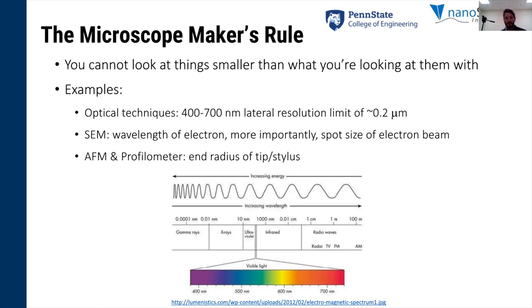So we're no longer limited by that 400 to 700 nanometers. And as a result, we can get higher resolution images with SEM. And then just the final example of the microscope maker's rule would be tools like an AFM or a stylus profilometer. Now your resolution is actually limited by the end apex radius of your probe. So, you know, those are some different examples of how the microscope maker's rule applies.